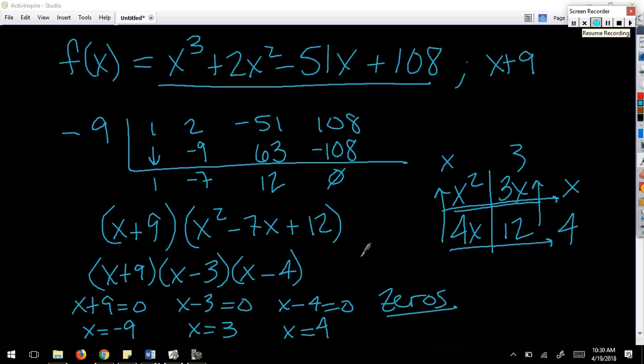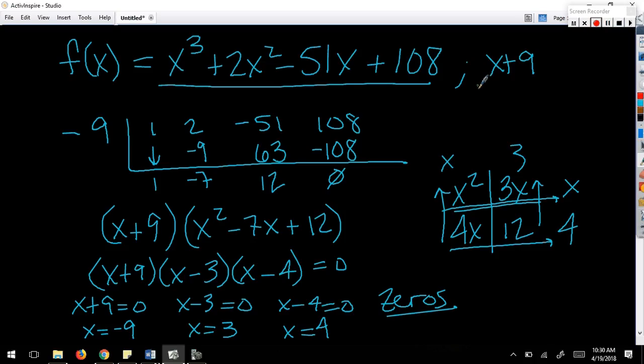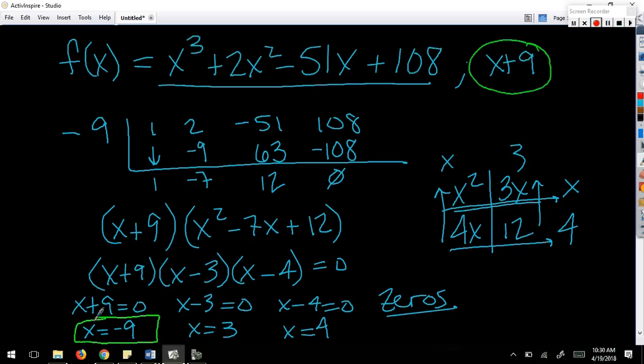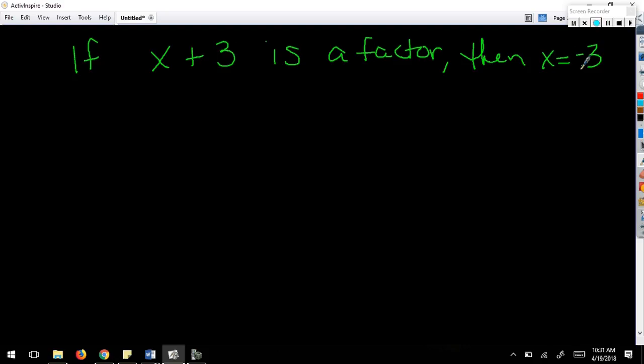So zeros are when we set the equation equal to 0 and then we solve each one. Now I want you to notice something, because this is the connection here, the factor and remainder theorems. If this is a factor, look at the relationship with the 0. It's just the opposite sign, right? So here's the theorem. If x plus 3 is a factor, then negative 3 is a 0.